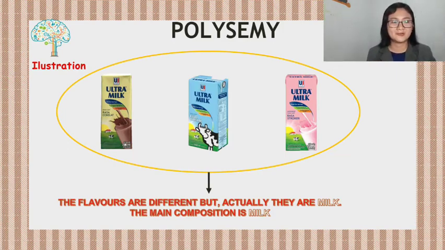Well, right now I try to give you an illustration about polysemy, and hopefully it will help you a lot to build a new concept in your mind about polysemy. So maybe you can see on your screen there are 3 ultra milk there. The first one is chocolate flavor, the second one is original, and the last one is strawberry. We can see that the flavors are different, but actually they are the same. They are milk. The main composition of this product is milk. Even though they are the chocolate one, the original one, or the strawberry one, they're actually milk. Only one sense, milk.